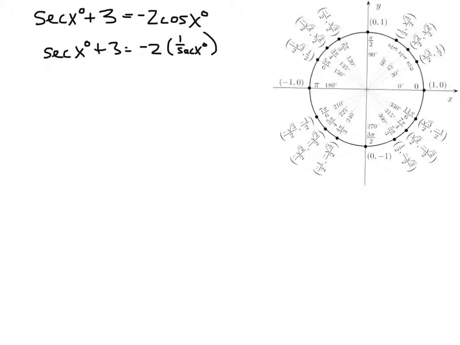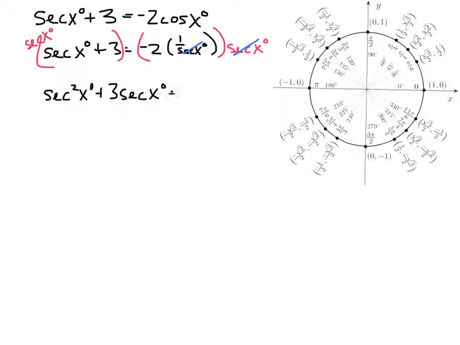Now, to get rid of this secant of x in the denominator, because this is an equation, unlike identities, right? In an equation, whatever you do to one side, as long as you do it to the other, you're fine. So to get rid of the secant of x in the denominator, I'm going to multiply both sides by the secant of x. Now that's going to cancel that denominator, and I can distribute on the left side to get secant squared of x plus 3 secants of x equals -2.